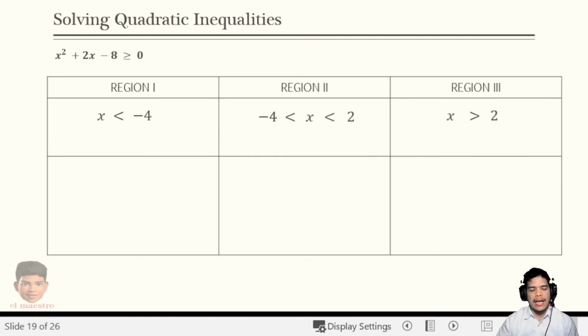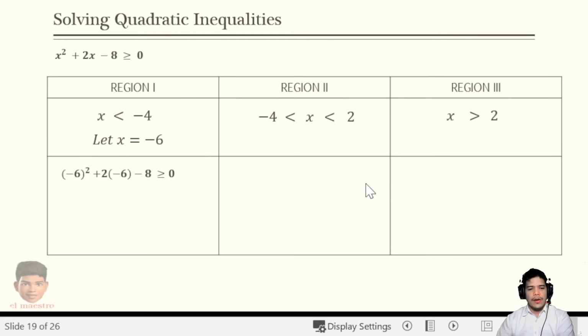So, the same pa rin yung gagawin natin, class. Okay? So, you choose a value from that region. Let's say, for example, x is less than negative 4. So, what are those numbers less than negative 4? You can have it negative 5, negative 6, negative 7, negative 8, negative 9, and so on and so forth. For this, we will let x is equal to, gamitin natin negative 6. Again, you can have it negative 5. Okay, negative 7. Pwede. So for this case, negative 6 lang muna yung gagamitin natin.